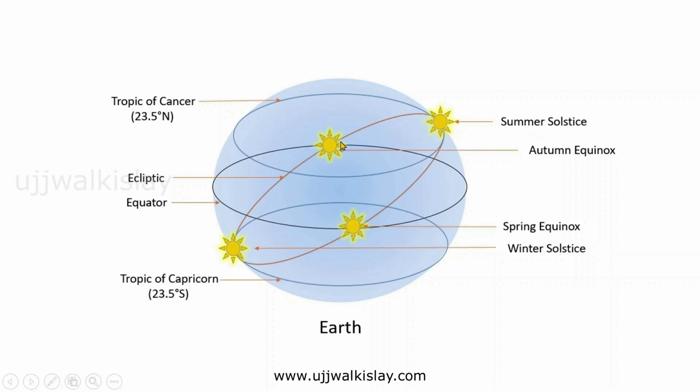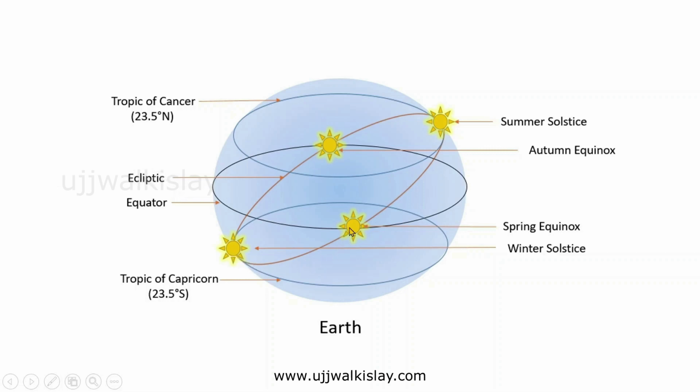As the sun progresses, it reaches a point where the ecliptic and the equator intersect. This is the day we have the autumn equinox. Moving ahead, the sun enters the southern hemisphere and keeps on moving till it reaches the Tropic of Capricorn. This is the day we have the winter solstice. After this day, the sun starts moving northward.